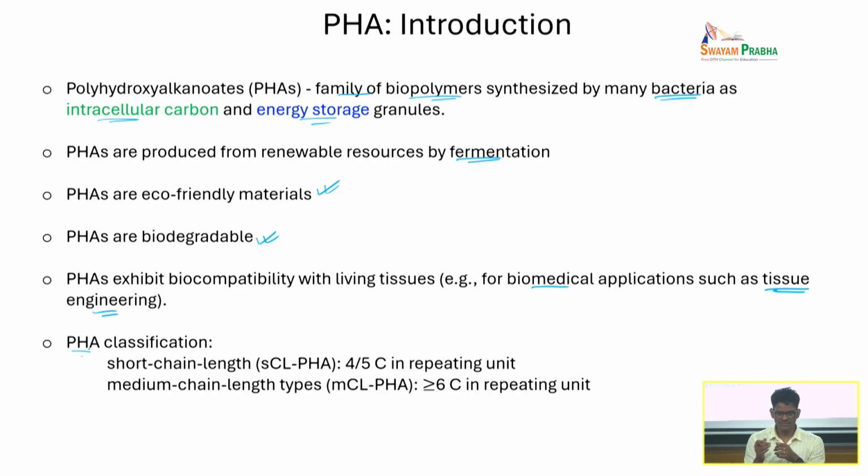So polyhydroxyalkanoate is a family name. Okay, we'll come to the chemistry later. In terms of classification, we have short chain length PHA and medium chain length PHA. It depends on how many carbons are there in the repeating unit. This doesn't mean the total polymer length. It just means in the monomeric unit, how many carbons are there. If the number of carbons is 4 or 5, we call them short chain PHA, and if the number of carbons in the repeating unit is more than 6, we call them medium chain length PHA.